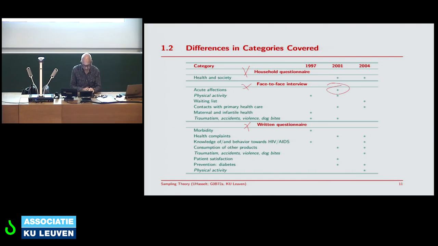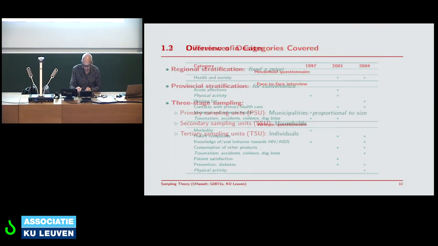Traumatism, accidents, violence, dog bites, that was not on in 2004, but yes, at the other two times. HIV/AIDS was there in 97, 2004. And in all possible combinations, you will find stuff here. And everything else that's not on this table was actually examined three times in a row.